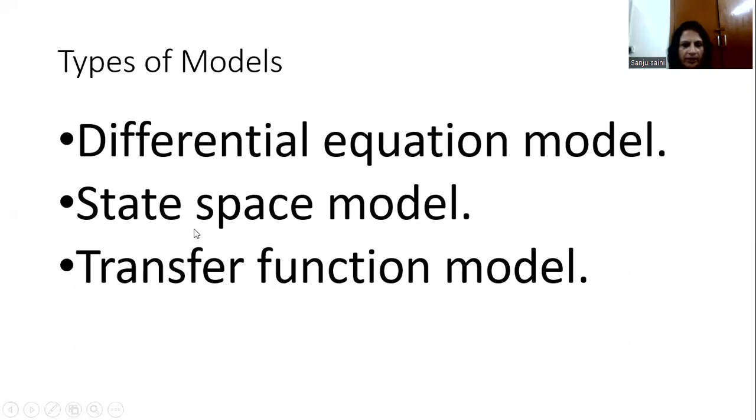Then in the case of the transfer function model, we have to make two assumptions: that it is valid for only linear time invariant system, and that initial conditions are zero. But it is not true always, so we go for the state space modeling of the control system, that is shown over here. So let us start up with the transfer function model.